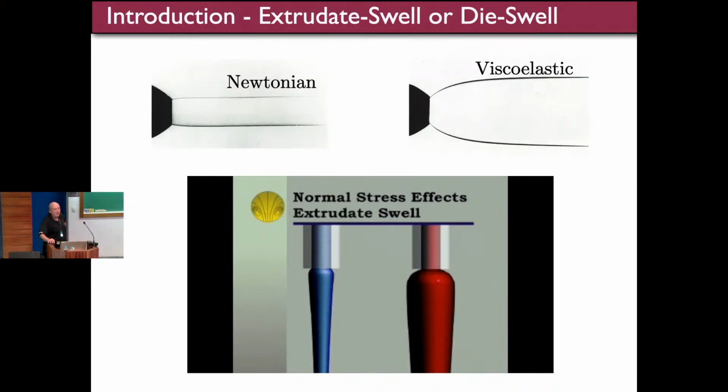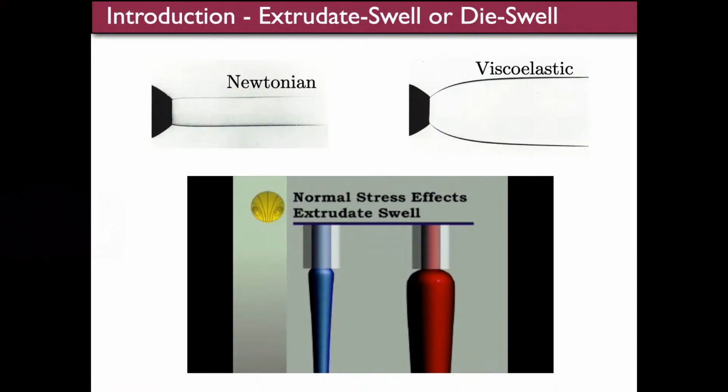Okay, so today I'm going to talk about a benchmark problem in viscoelastic fluids. The current name is extrudate swell, and the old name was die swell. For viscoelastic fluids, you have this swelling when the fluid exits a channel and emerges as a jet, and this swelling can be 2 to 3 times greater than in the Newtonian case.